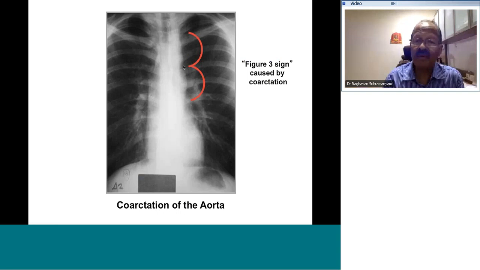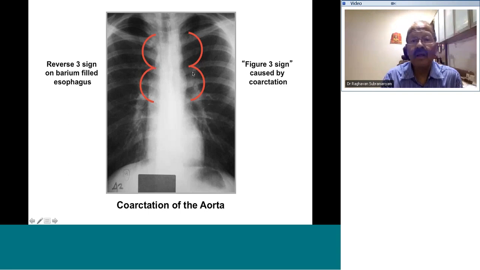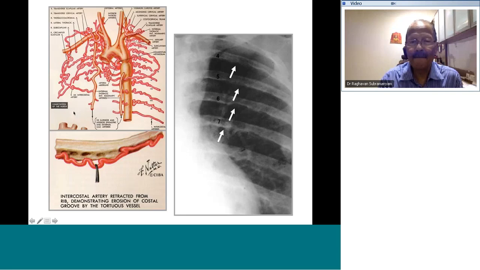Of course, if you have a physical sign of weak femorals or absent femorals, your eye should automatically go to the outline of the aorta. You can see this indentation, which is diagnostic of coarctation, the 3 sign. Now, the same thing on the medial side will be manifest as a reverse 3 sign or an E sign. But of course, you don't see the E sign unless you outline that portion of the aorta with barium. Therefore, what you get is a reverse 3 sign in a barium-filled esophagus and a 3 sign in a plain frontal chest X-ray. That's a very useful sign provided you look for it.